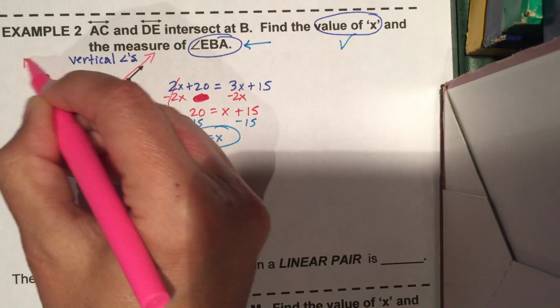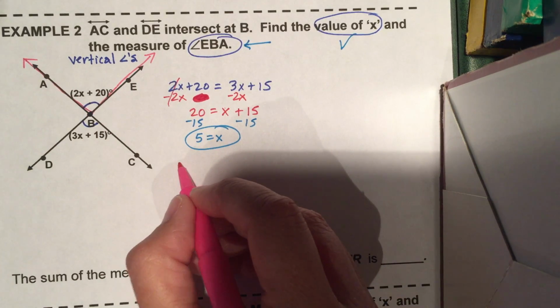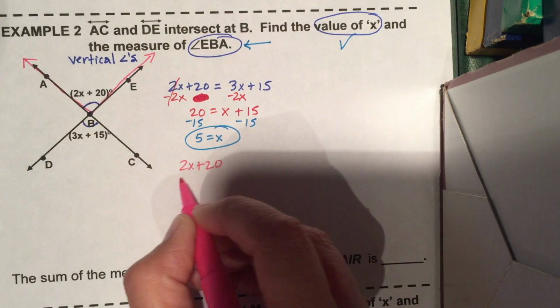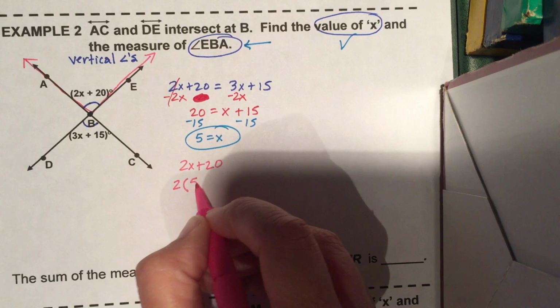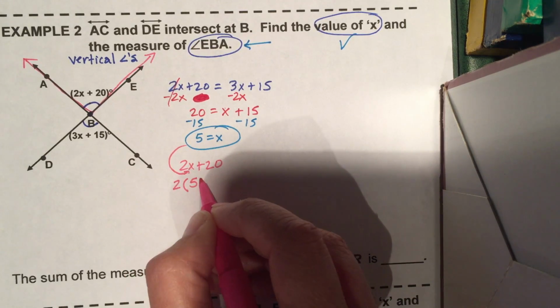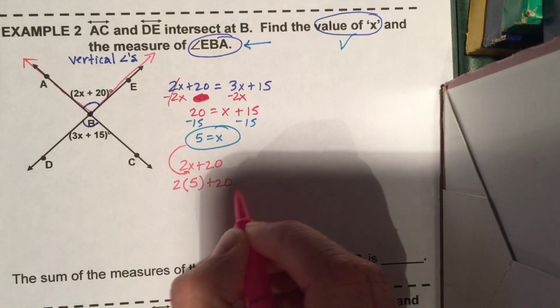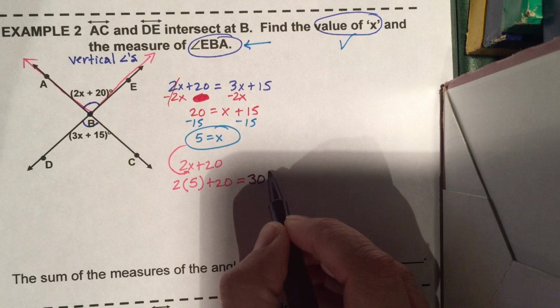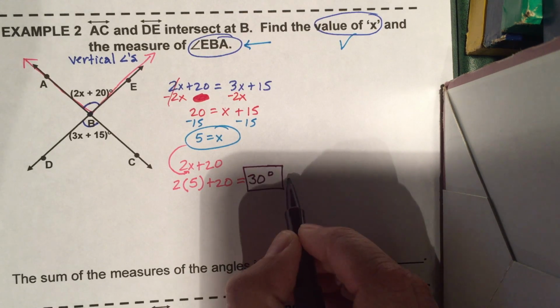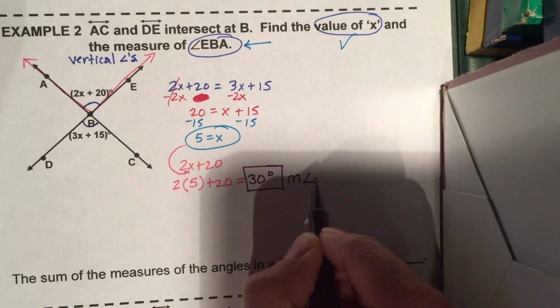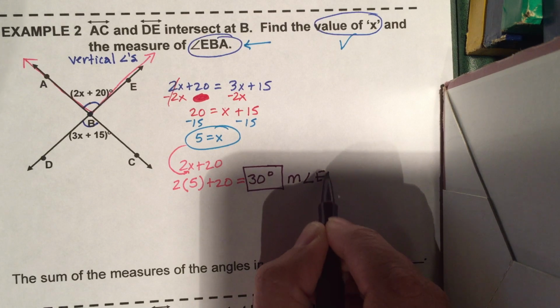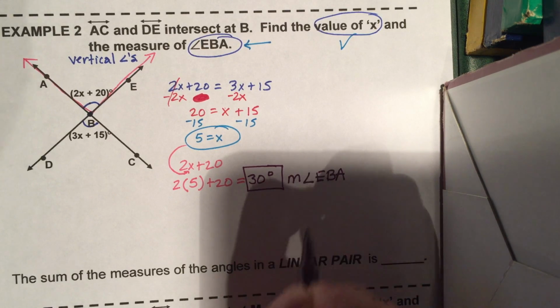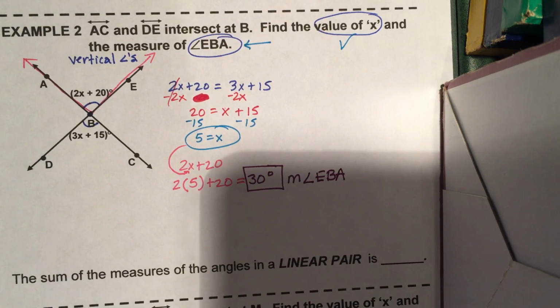Remember how you look for your angles. So 2x plus 20 is EBA. So I'm going to plug in 5 for x. So I've got 2 times 5 plus 20, which is 10 plus 20, which is 30 degrees. And that is what we call the measure of EBA, and that's how you write it, the measure of EBA. You put an M, a small angle symbol, and then the angle name.